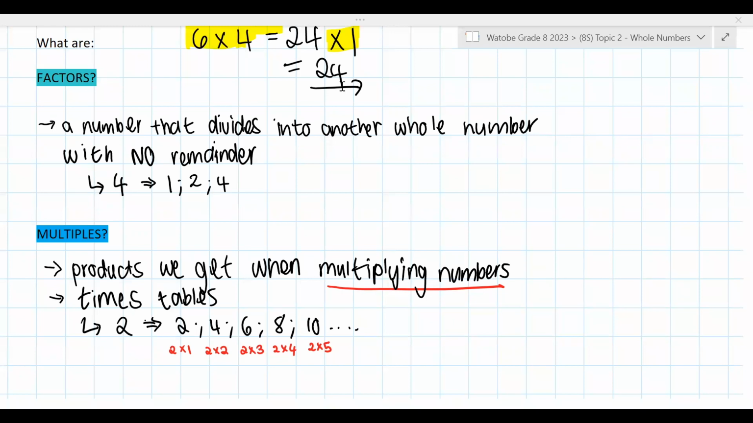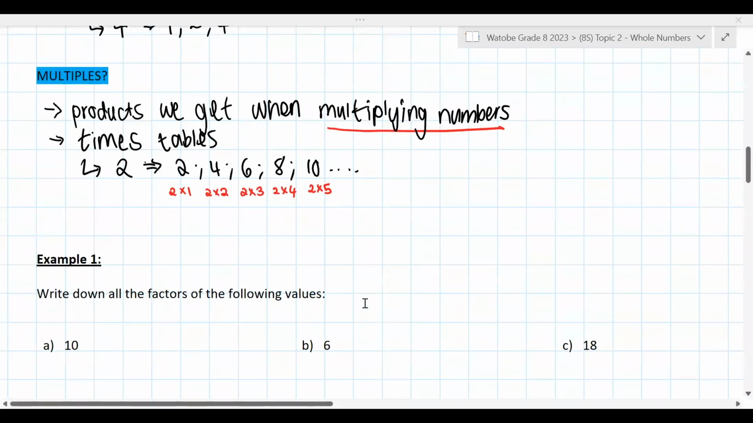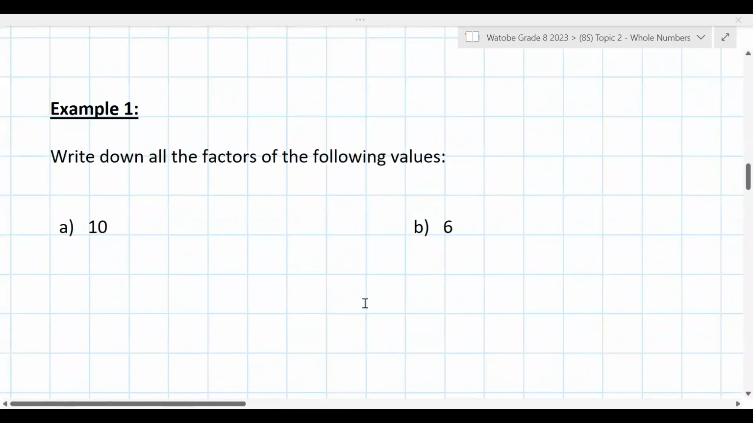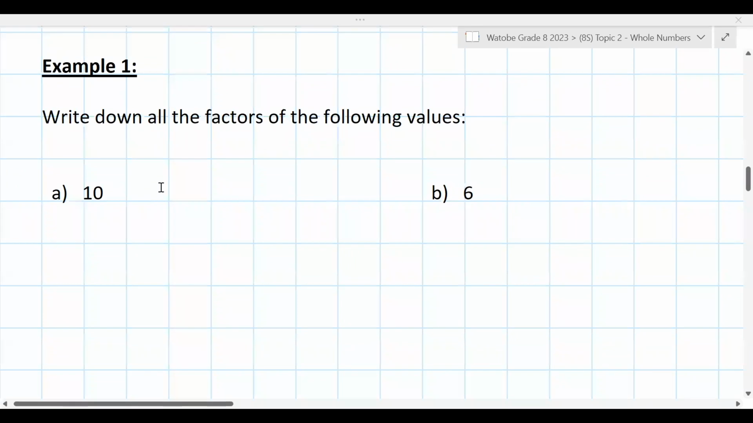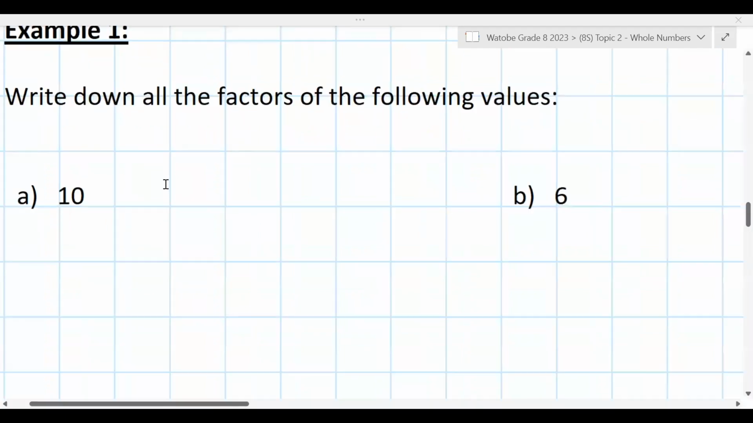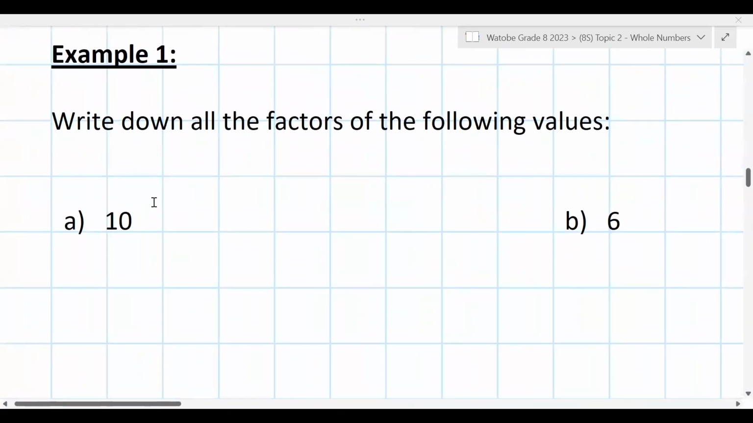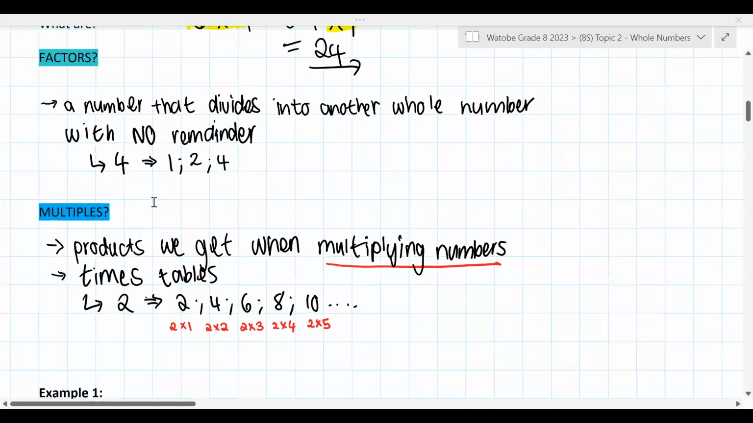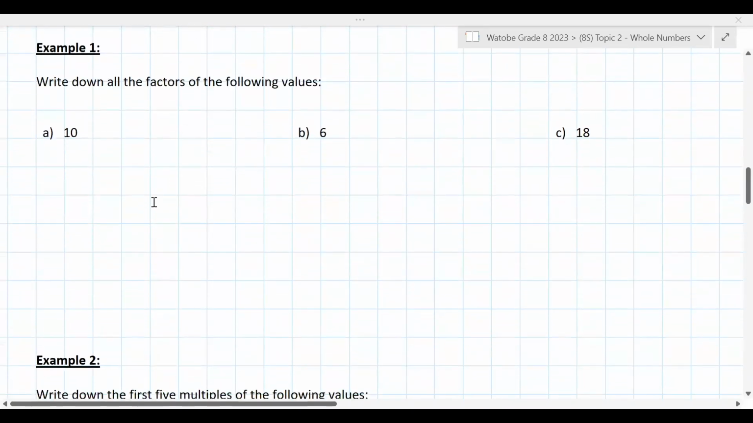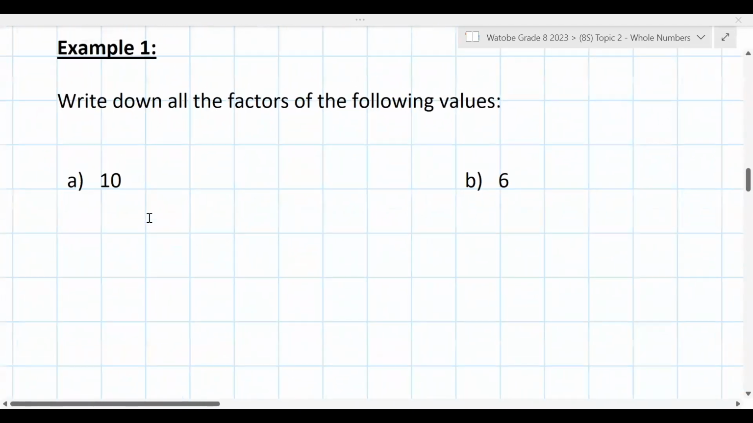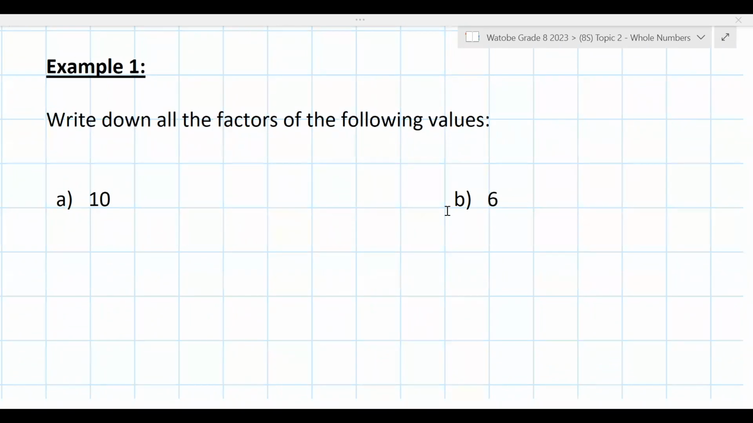Right, I hope we all have our screenshots. We're going to have a look at some examples. Our first example, I want us to write down all of the factors for the values I've listed. The first one is 10. A reminder, factors are numbers that divide perfectly without a remainder into the number we're working with. So which numbers divide perfectly into 10 without a remainder? Do you want to try?